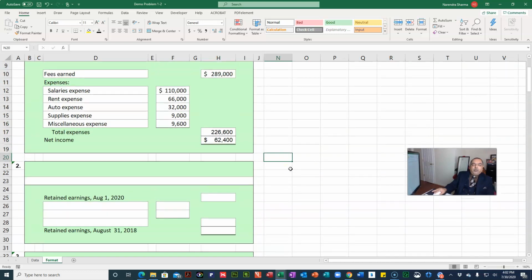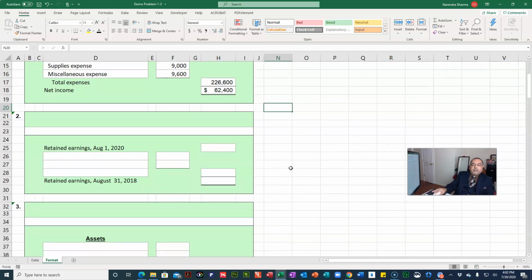So that is the amount of net income the business has made in this period. Now we are going to go ahead and prepare the retained earnings statement.